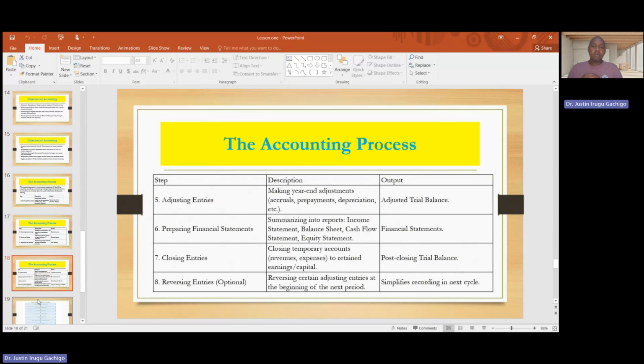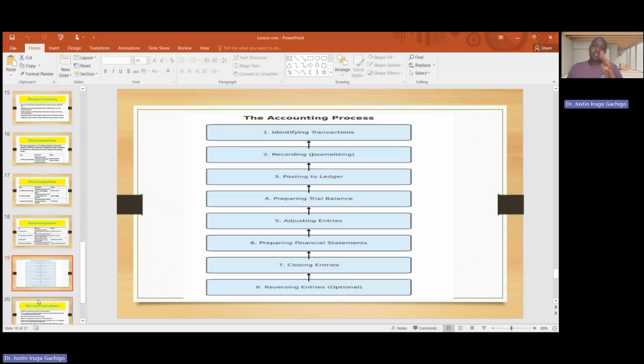Then we have the reversing entry, which is optional. It means reversing certain adjusting entries at the beginning of the next period. This simplifies the recording in the next cycle. Sometimes you may find that there are some entries that you have captured, let's say salary revenue, these are unbilled revenue which you accrued, and you need to reverse it before the next cycle. That is what we call the reversing entries. And this is now the visual representation of the accounting processes as we have just explained.